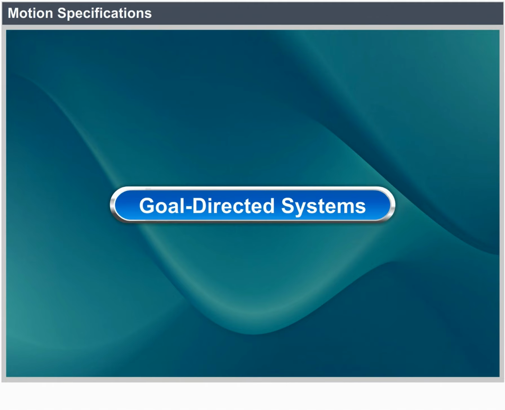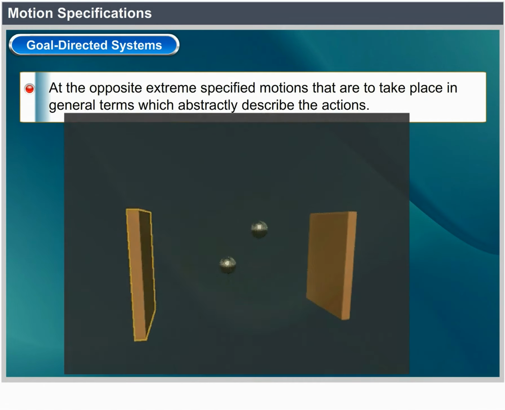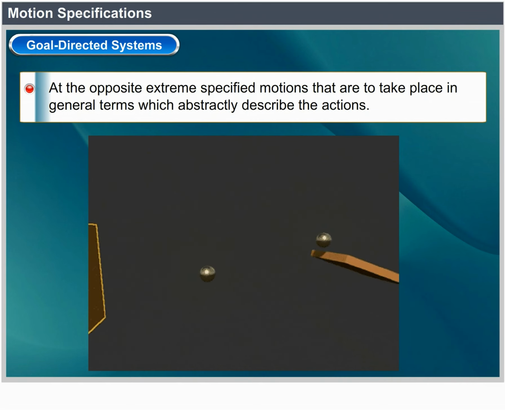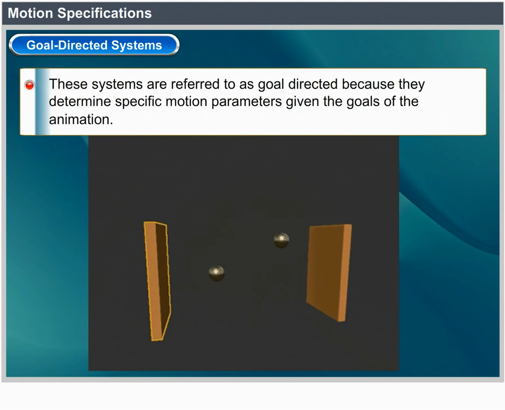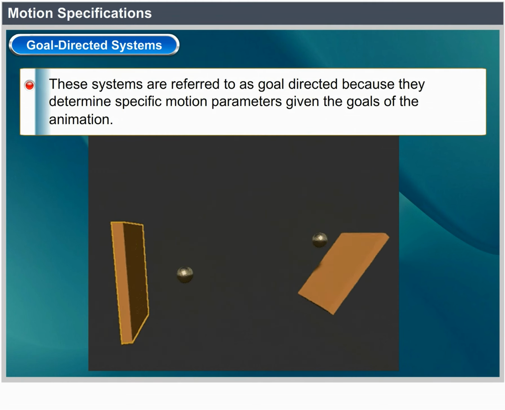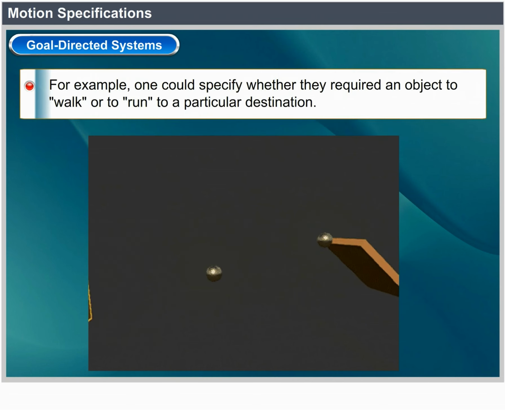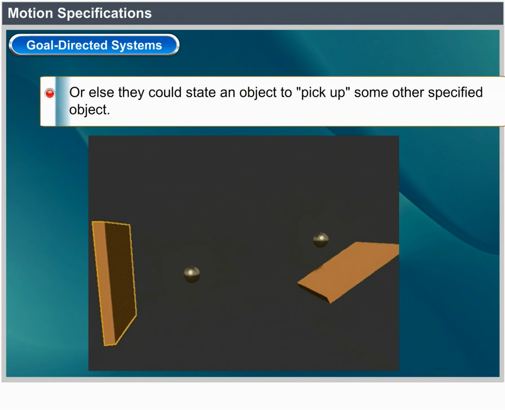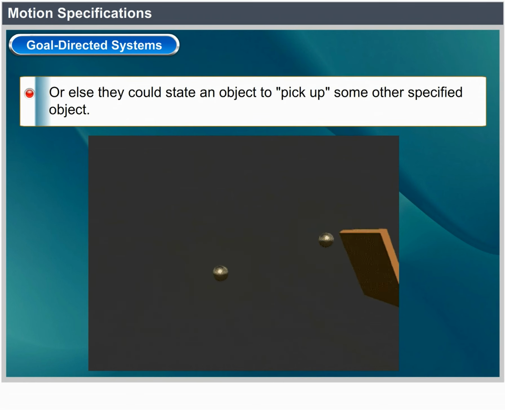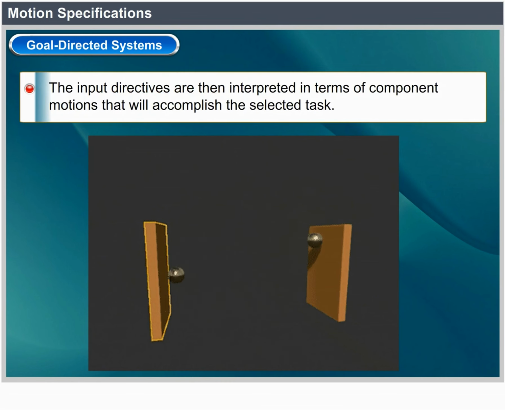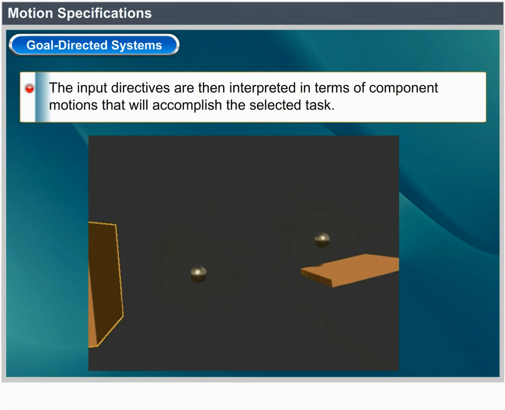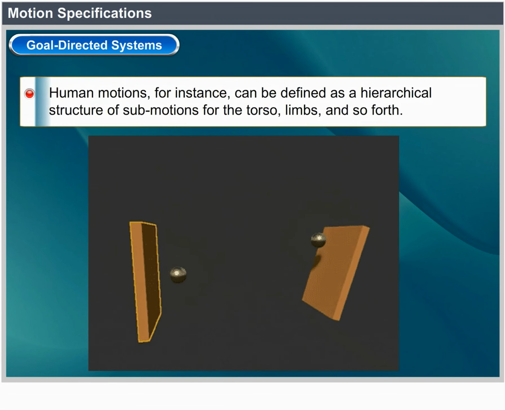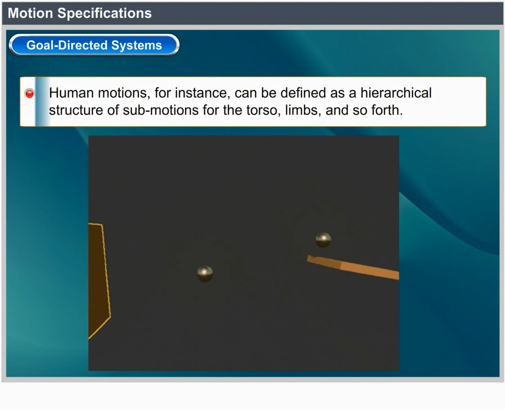Goal-directed systems. At the opposite extreme, we can specify the motions that are to take place in general terms that abstractly describe the actions. These systems are referred to as goal-directed because they determine specific motion parameters given the goals of the animation. For example, we could specify that we want an object to walk or to run to a particular destination. Or we could state that we want an object to pick up some other specified object. The input directives are then interpreted in terms of component motions that will accomplish the selected task. Human motions, for instance, can be defined as a hierarchical structure of submotions for the torso, limbs, and so forth.